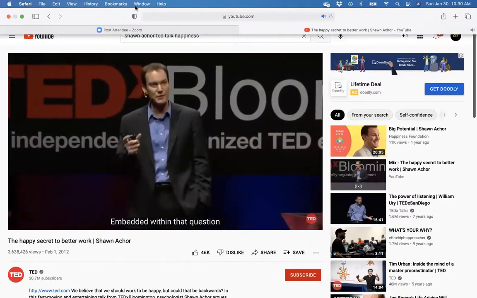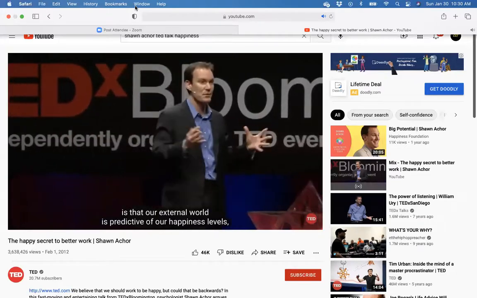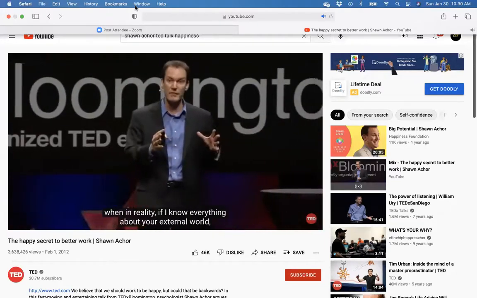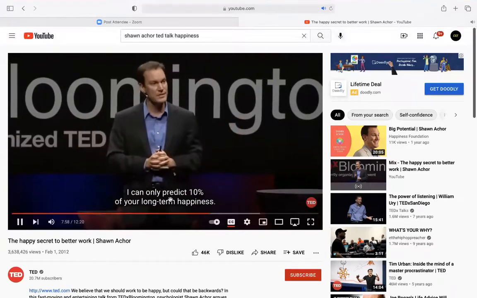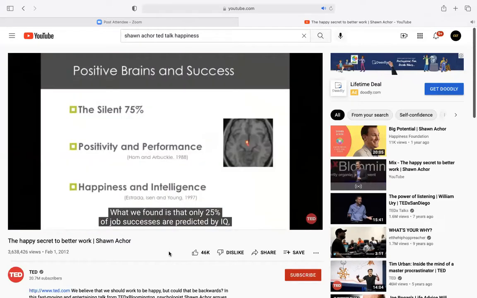Embedded within that question is the key to understanding the science of happiness. Because what that question assumes is that our external world is predictive of our happiness levels. When in reality, if I know everything about your external world, I can only predict 10% of your long-term happiness. 90% of your long-term happiness is predicted not by the external world, but by the way your brain processes the world. And if we change it, if we change our formula for happiness and success, what we can do is change the way that we can then affect reality. What we found is that only 25% of job successes are predicted by IQ. 75% of job successes are predicted by your optimism levels, your social support, and your ability to see stress as a challenge instead of as a threat.